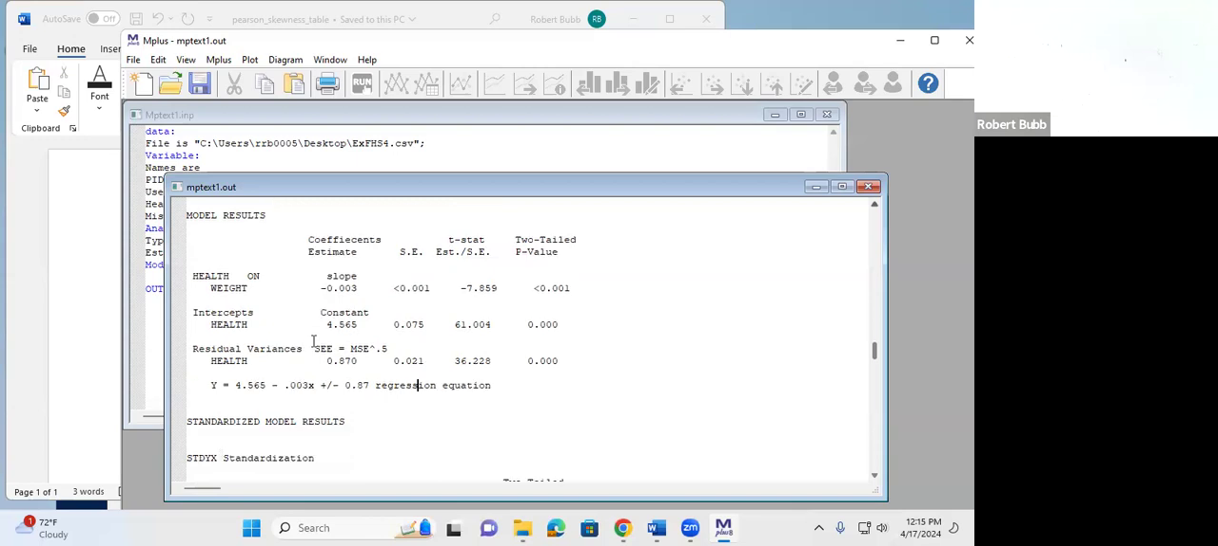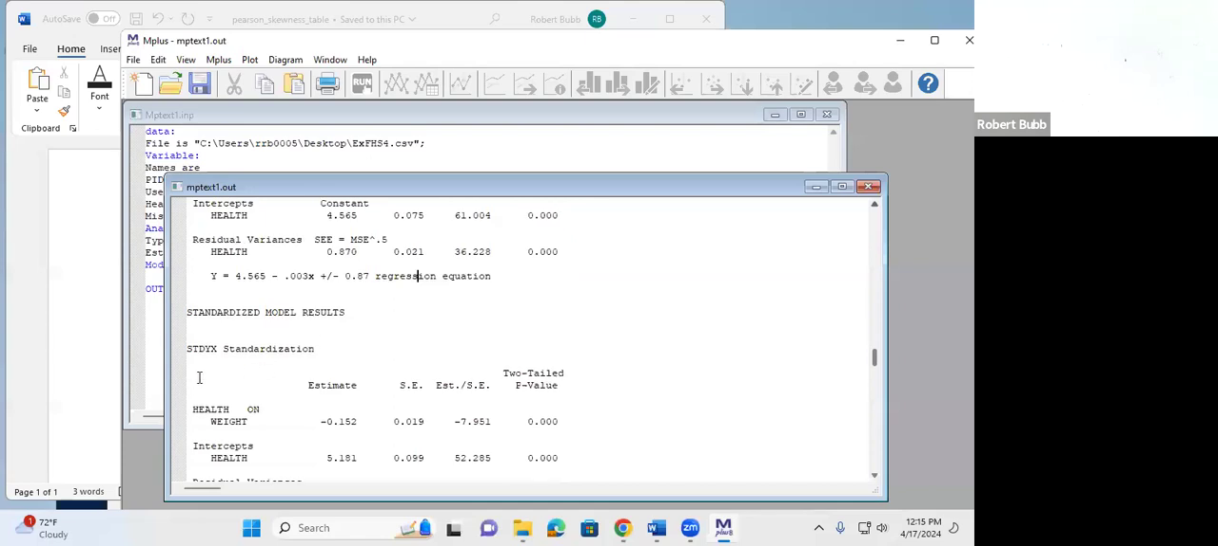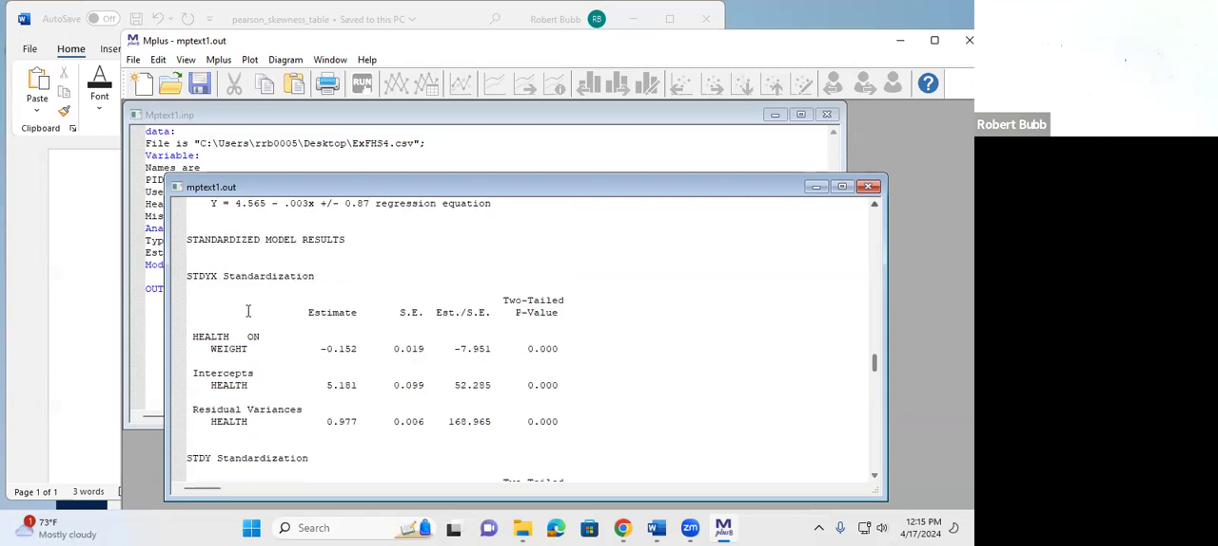Okay, let's go to our standardized model results. There are several different standardized model results. The only one that you are concerned with is going to be this SPDXY. This is basically standardized on both your outcome and your predictors. And so your standardized slope coefficient is this value right here, negative 0.152.